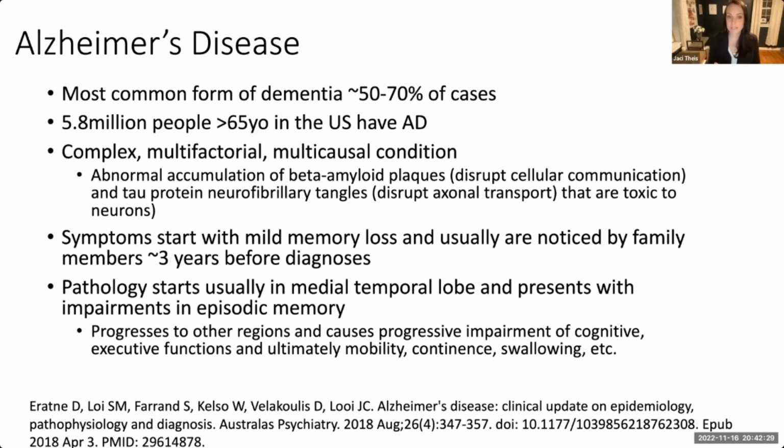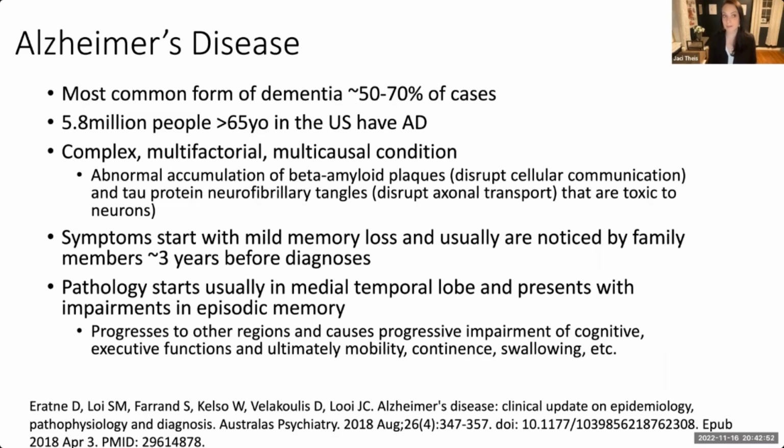And essentially what happens is these abnormal proteins, the plaques and the tangles, they disrupt cellular communication and axonal transport. And so essentially they're just neurotoxic. So we have kind of neural atrophy. We often know with Alzheimer's that oftentimes the symptoms start with just very mild cognitive impairment of memory loss, and usually noticed by the family members on average about 3 years before their diagnosis.